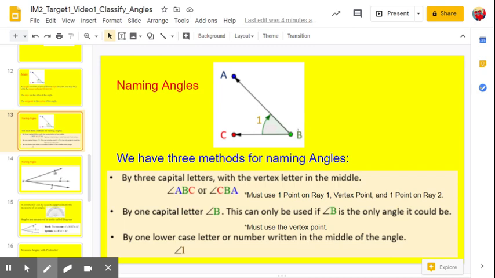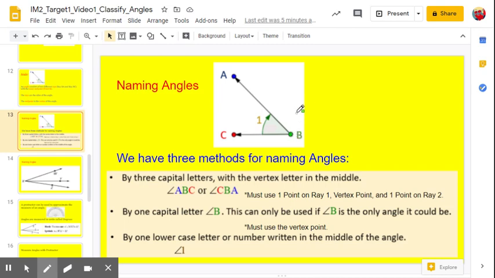Another way, the classic way to name this is using the three-letter method. So you pick a point on one of the rays, you pick the vertex point, and then you pick a point on the other ray. So we could name this angle ABC. We could also name it angle CBA. Doesn't matter which direction you go. You cannot start with B when you name it. The B has to be in the middle because that's the vertex point. So the three-letter method, the only key characteristic is the vertex must always be the middle letter. All right, and this works when we have multiple angles associated with the vertex B.